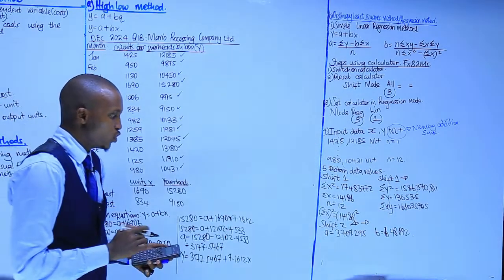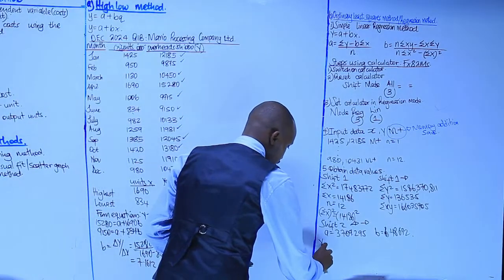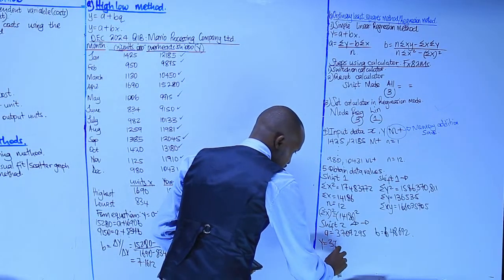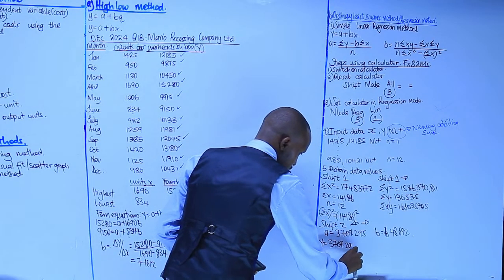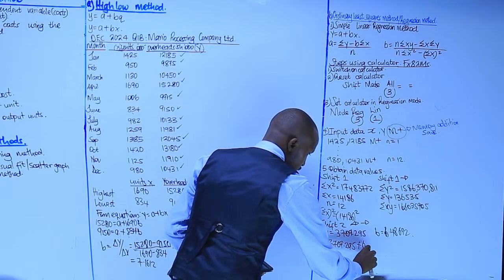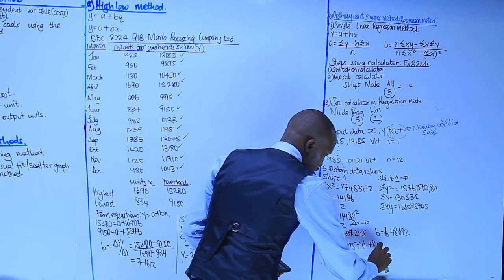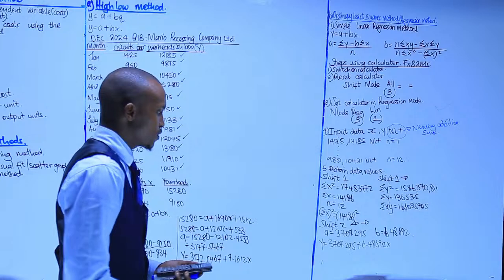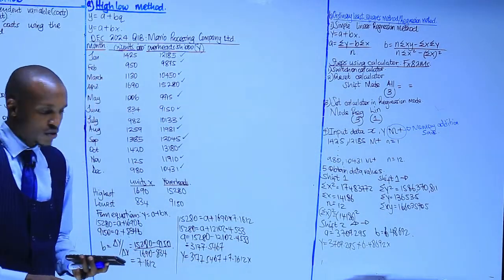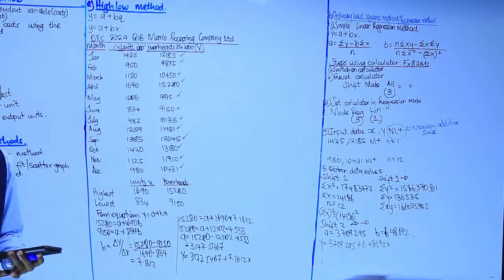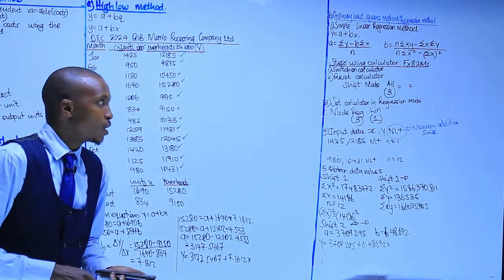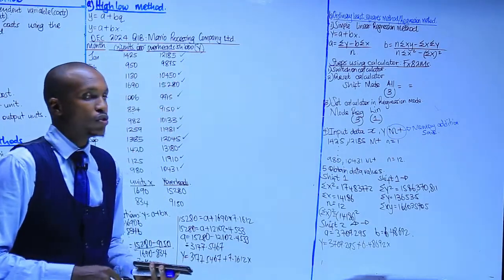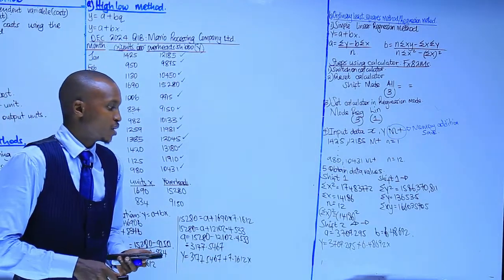692. But we know our equation should be of the form y is equals a plus what? Bx. The value of a is 3709.295 plus 6.48692 of who? X. And that is how we form equations using what? Simple linear regression method.